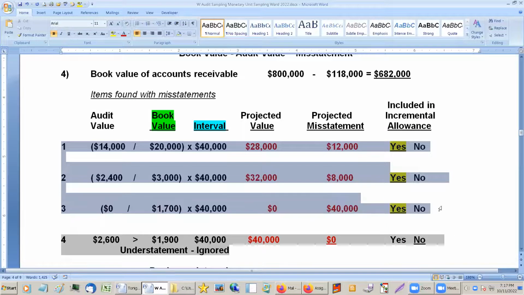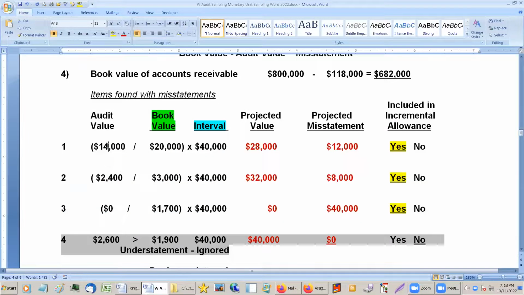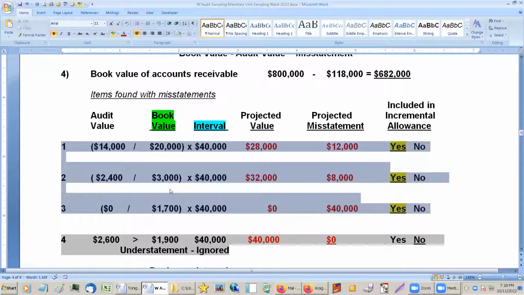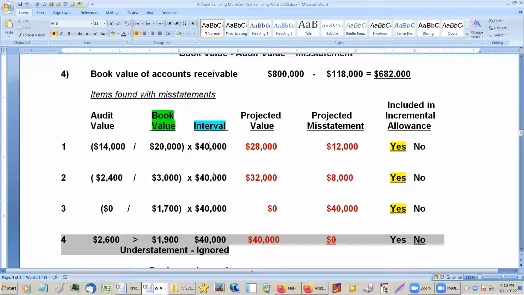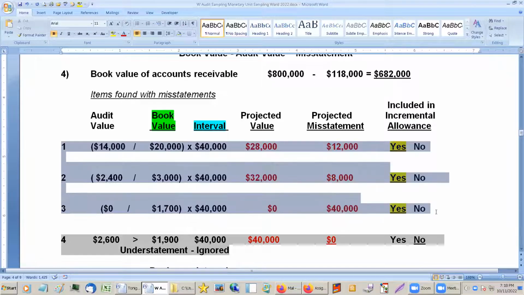These first 3 are what I would call kind of well-behaved items we found. In that the book value, well, first of all, they're overstatements, right? We're saying it's 14,000, they're saying it's 20,000, they're overstating this account. So these are overstatements. And the book values are less than the interval. So as long as they are overstatements and the book values are less than the interval, they're kind of well behaved. They're what we normally think of when we find something wrong.